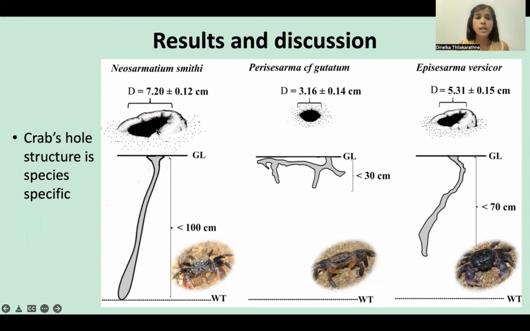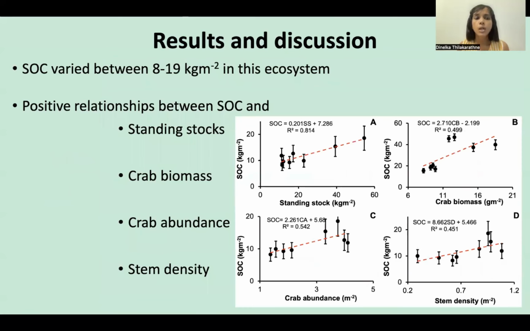So we found that the biggest species have the biggest hole size in this ecosystem, and they are the most efficient and have the highest contribution for this carbon sedimentation process. We found that soil organic carbon varied between 8 to 19 kilograms per 1 square meter plots inside this ecosystem.